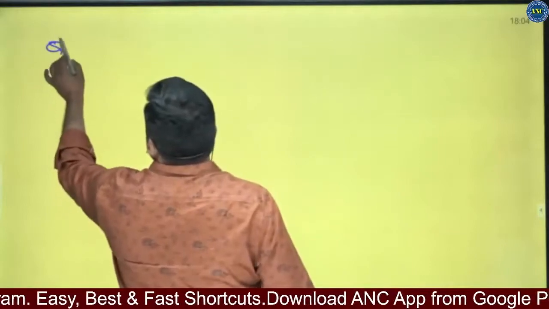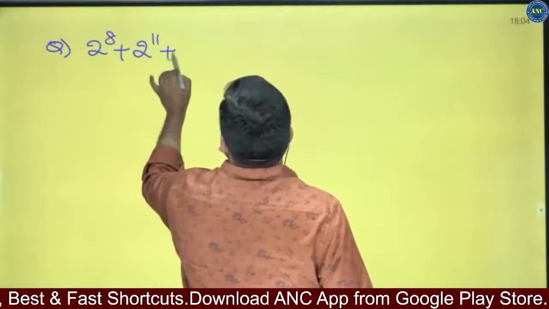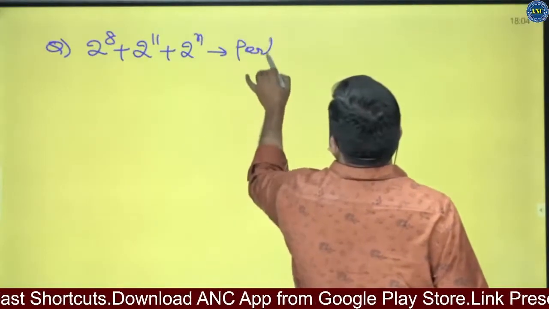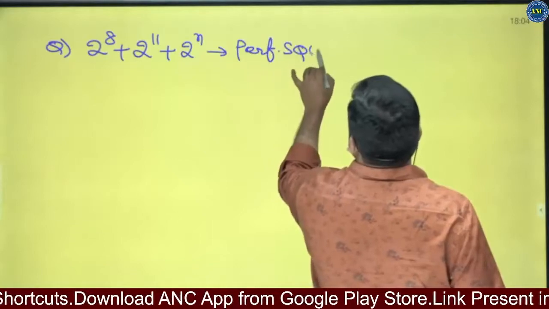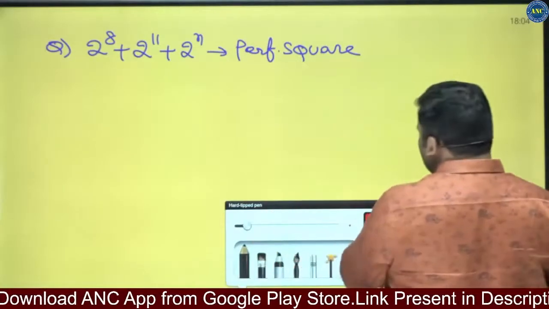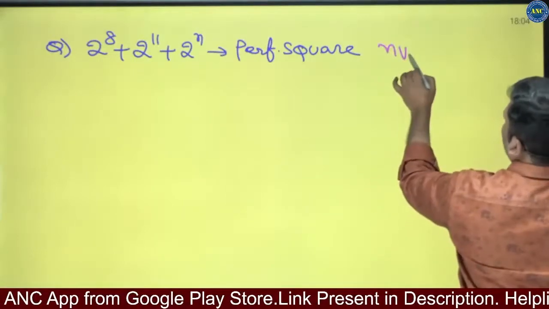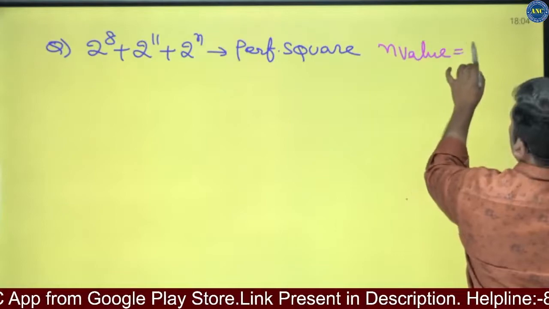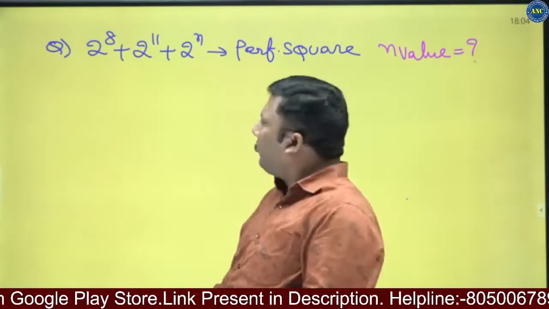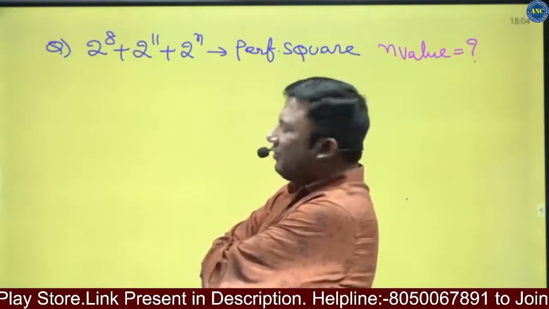Question is 2 power 8 plus 2 power 11 plus 2 power n. It is a perfect square. Find the value of n. This is an age-old mathematical Olympiad question. 2 power 8 plus 2 power 11 plus 2 power n is a perfect square. Find the value of n.